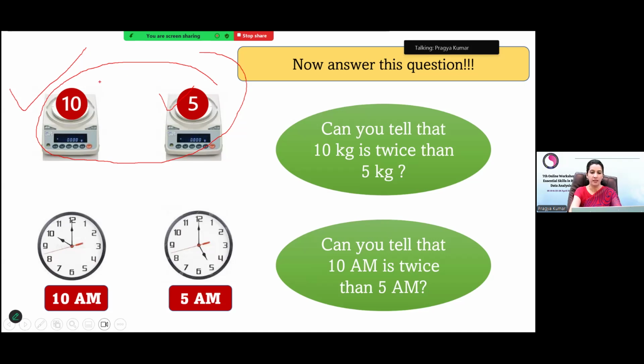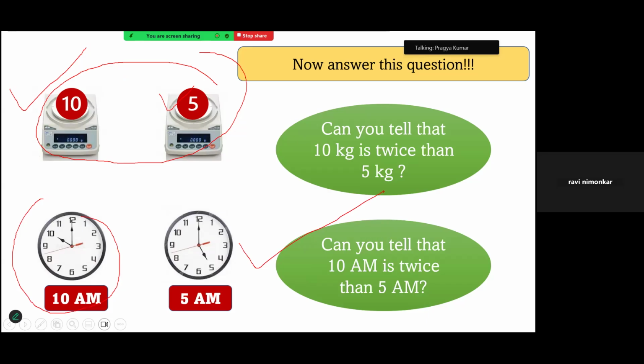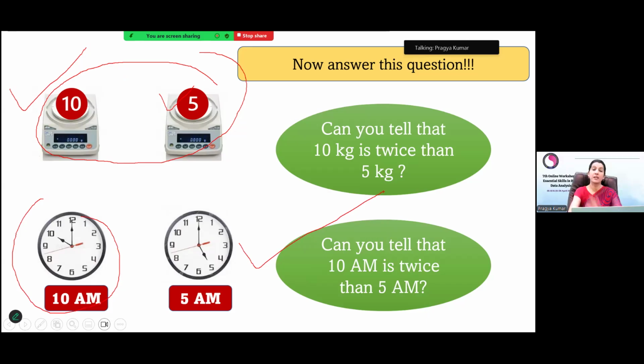Okay. But can I say that 10 a.m. is twice than 5 a.m.? No, we cannot say. Why not? Because there is no absolute zero. For convenience, we have said that midnight 12 we take as zero, and then we calculate time based on that, like AM and PM. That's why you will see many times it's not AM and PM, and these days they follow the 24-hour clock, where they start from zero and come to 24.